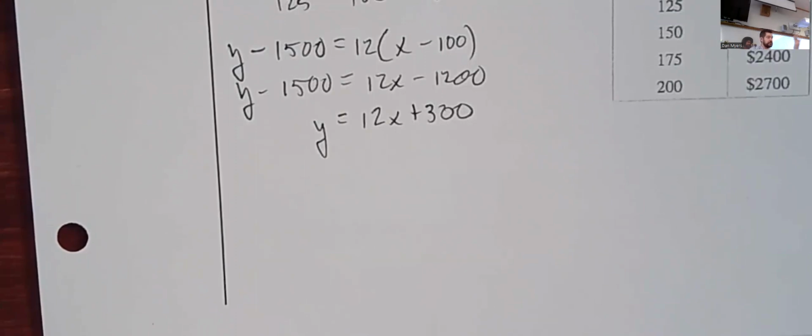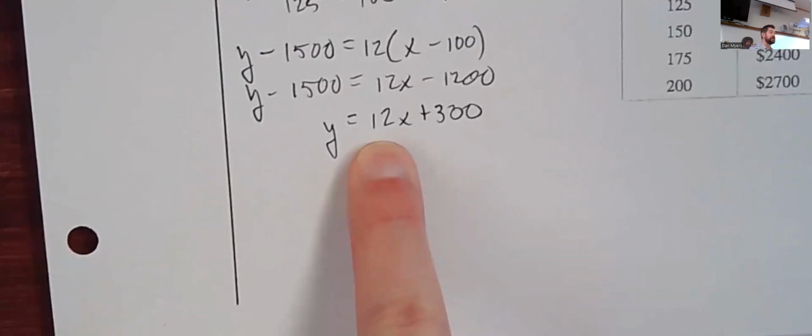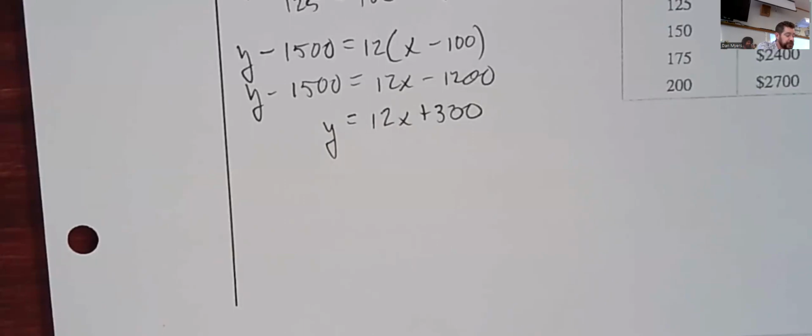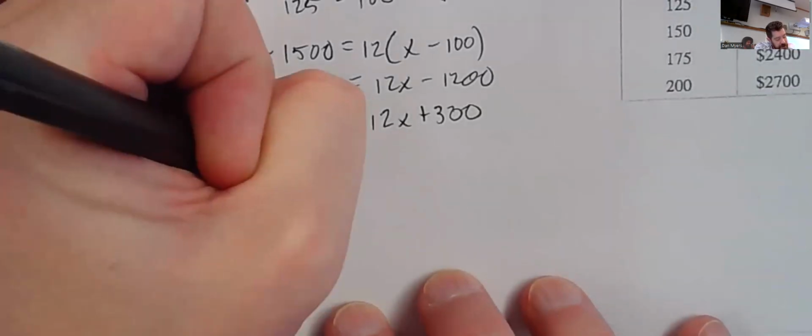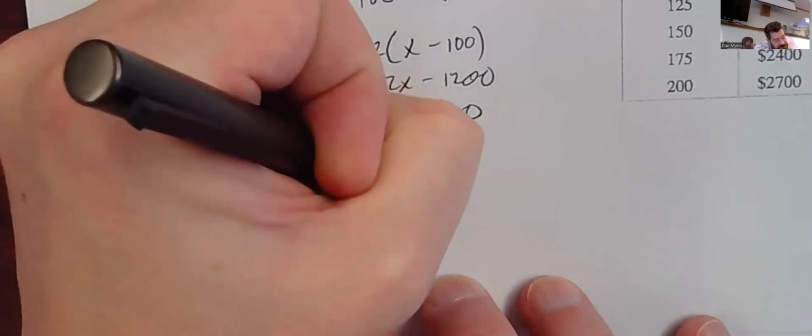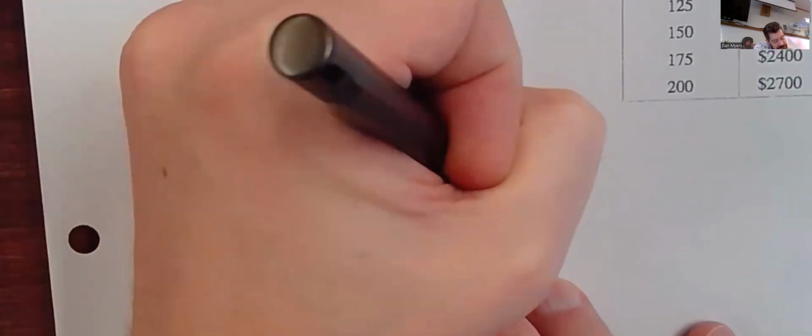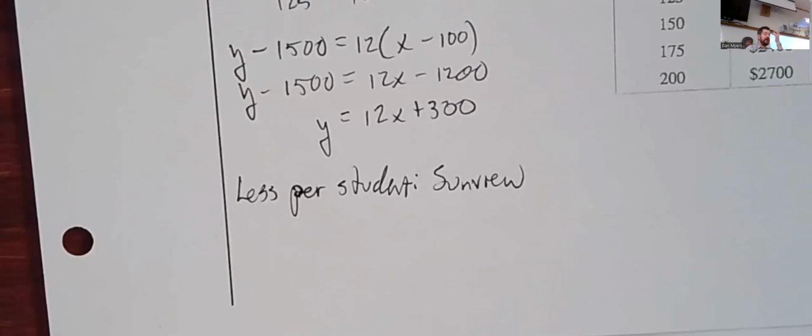So that's our Lakeside Inn slope intercept equation. Sunview Resort, y equals 10x plus 600. Basically what we're saying is that Sunview charges $10 per student and Lakeside charges $12 per student. So which venue charges less per student? Sunview. Okay. So less per student would be Sunview.